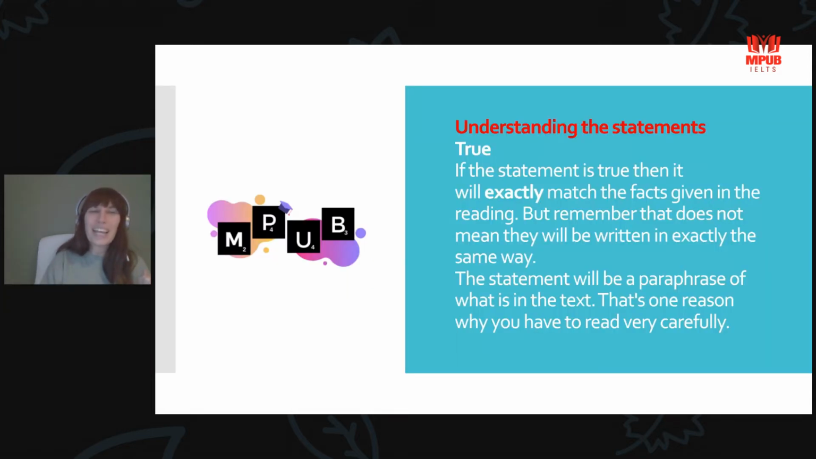So, most importantly, understanding the statements. How do you understand the statements? How can you understand the statements? So let's firstly look at true. If the statement is true, then it will exactly match the facts given in the reading passage. But the problem is, and a lot of students will find, that the words don't exactly match. That's because they have been paraphrased. So if you can find a paraphrase of the true statement in the text, then you know it ought to be true. So that is one reason.